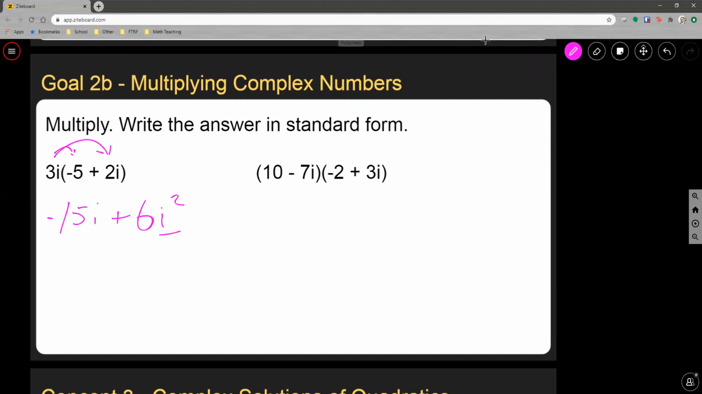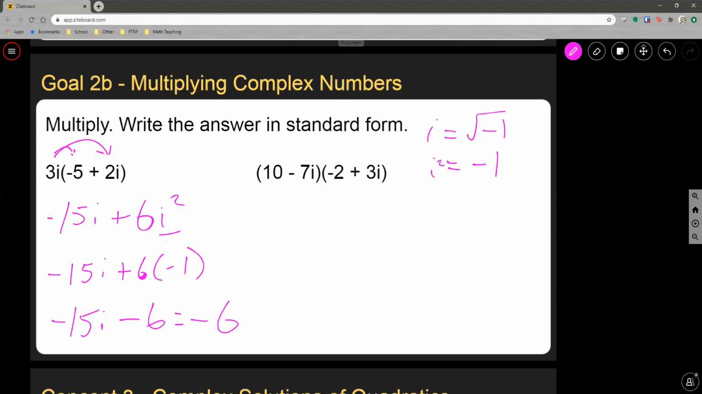Be careful about i squared. Remember, i is equal to the square root of negative 1, which means that i squared is equal to negative 1. So this is going to be negative 15i plus 6 times negative 1. I can then multiply the 6 and negative 1 together. That becomes minus 6. So I've got negative 15i minus 6. I want to get this in standard form, so I'm going to put the real part out front. Negative 6 minus 15i.